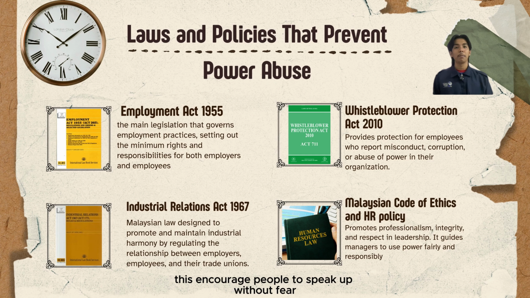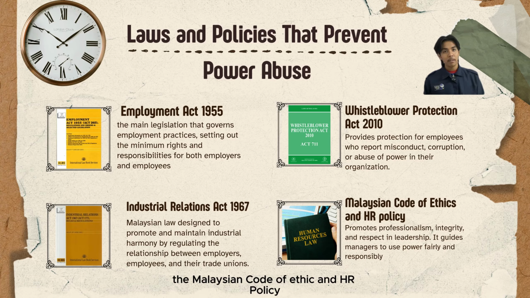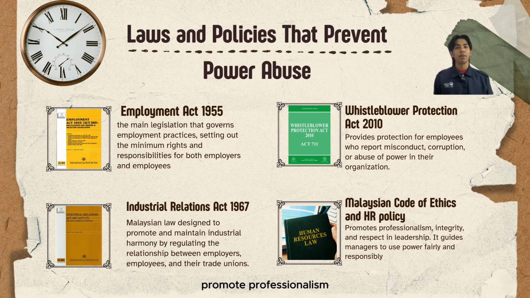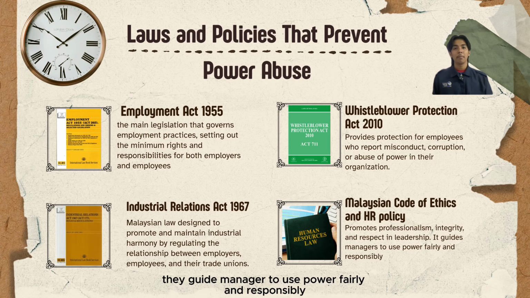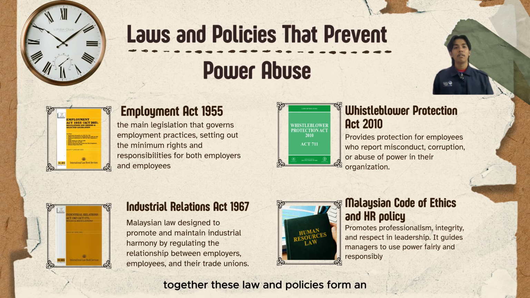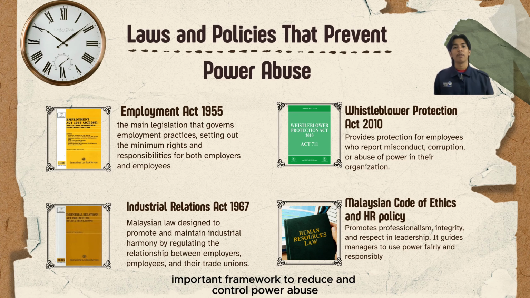Third, the Whistleblower Protection Act 2010 provides protection for employees who report misconduct, corruption, or abuse of power in their organization. This encourages people to speak up without fear. Finally, the Malaysian Code of Ethics and HR policy promote professionalism, integrity, and respect in leadership. They guide managers to use power fairly and responsibly. Together, these laws and policies form an important framework to reduce and control power abuse.